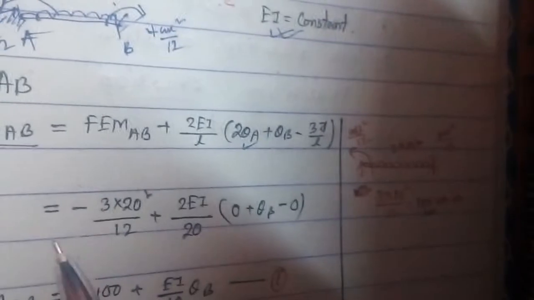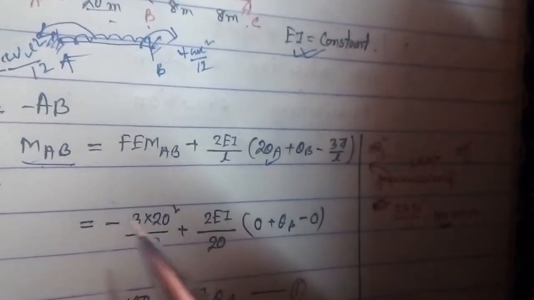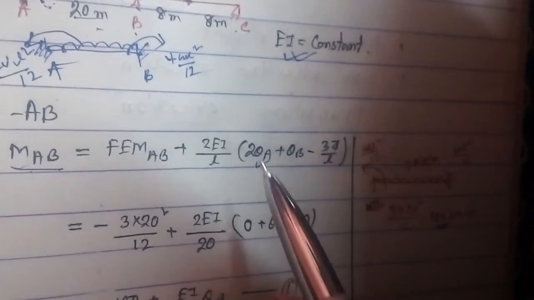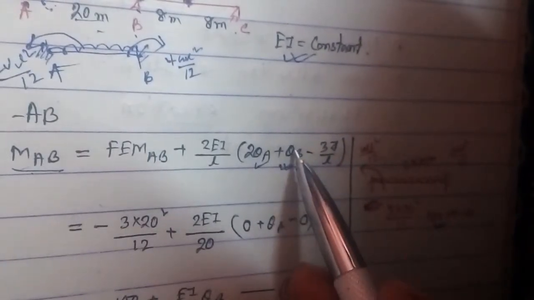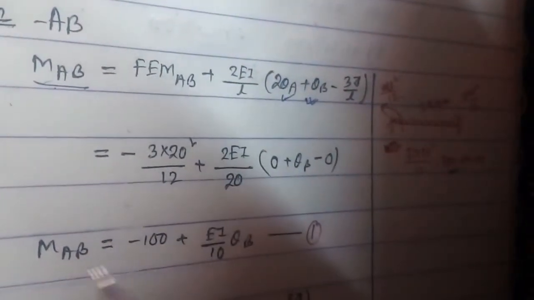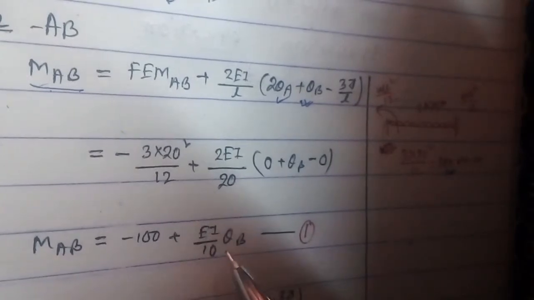Okay, 100 kilonewton meter. If we put this value, it will come as WL square by 12 plus 2EI by L times theta, and we know that at the fixed end the value of theta will be 0, and only one unknown is here, theta B. If we simplify, MAB equals minus 100 plus EI by 10 theta B. This is equation number one.